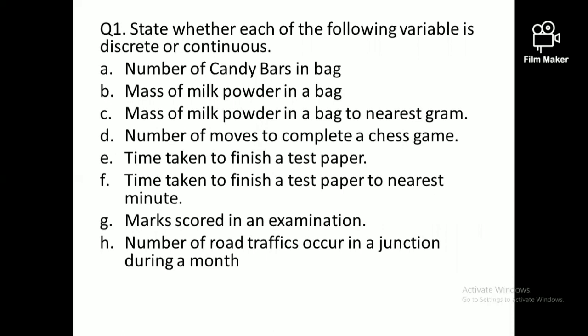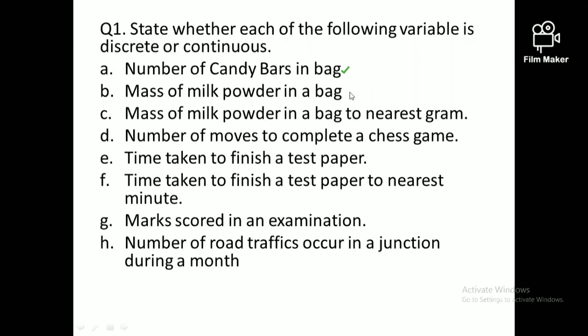Let's work out this question, to understand more about discrete and continuous data. Number of candy bars in a bag. You can say that it would be 1 or 2 or 3, somewhere like that. Therefore, this is discrete data. Then the next one, the mass of milk powder in a bag. It's not discrete, it's continuous data. This is discrete information, and this is not discrete, this is continuous data. I just put ticks on discrete information and crosses on continuous information.